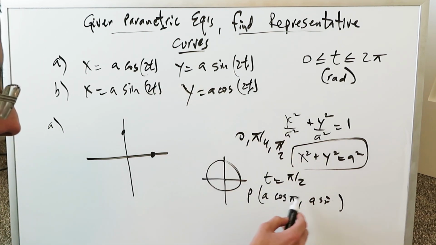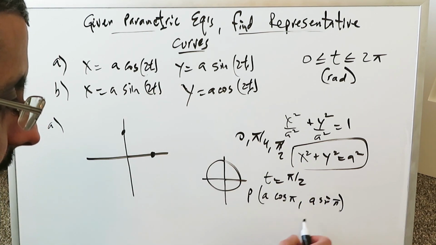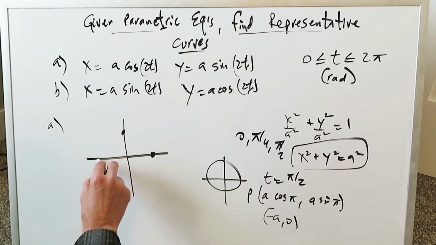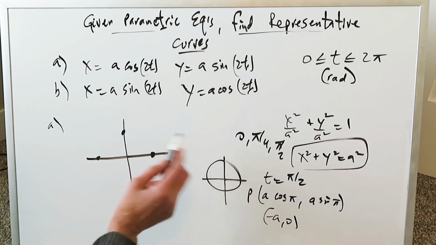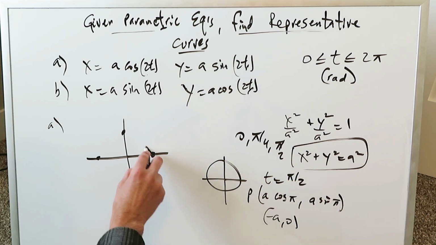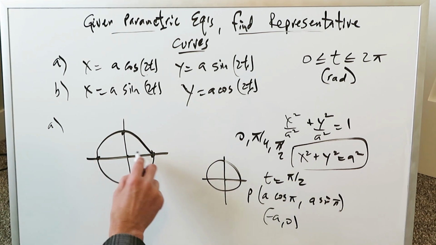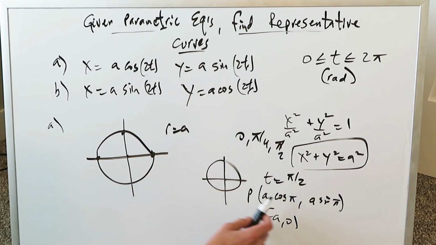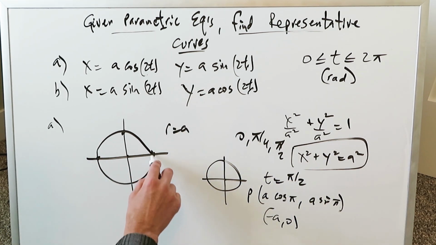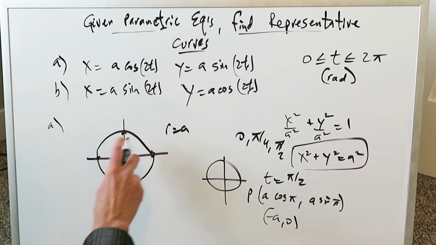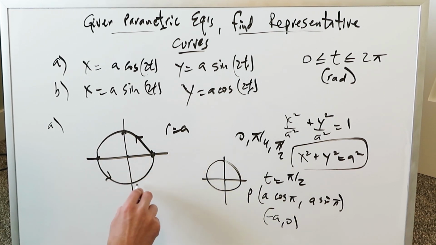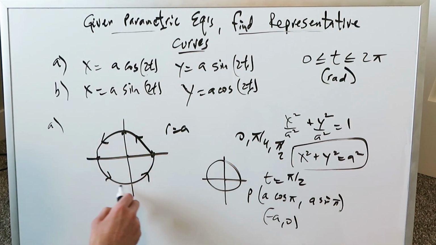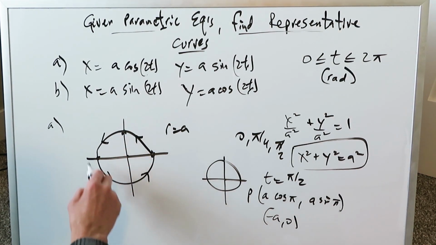Now I'm doing cosine of pi, because pi over 2 times 2 is pi, and sine of pi. And then here, we're getting minus a comma 0. So I'm getting another point here, minus a comma 0. Well, I know based on this, I have a circle centered around the origin with a radius equal to a. But based on the work I've done, I know I started here, then I went here, then I went here. The direction of my parametric curve based on how the parameter behaved is counterclockwise.